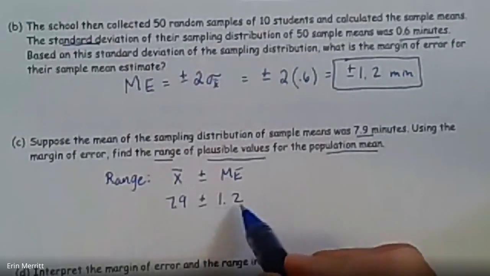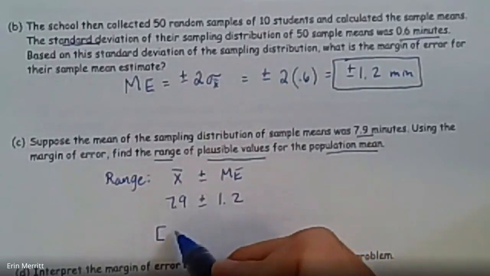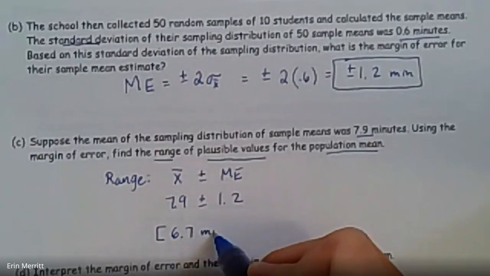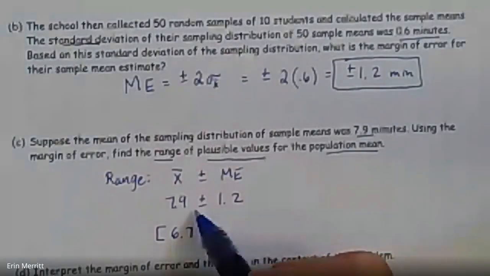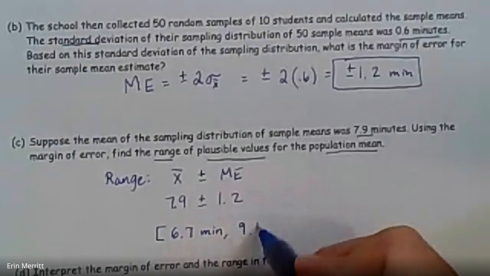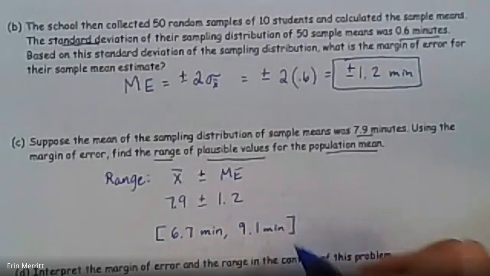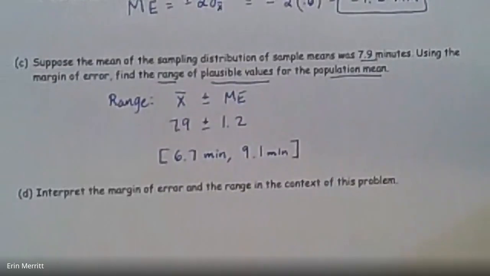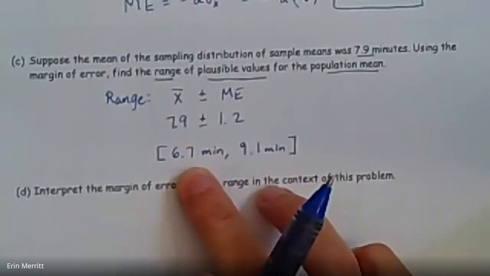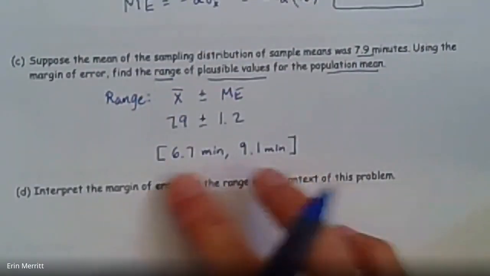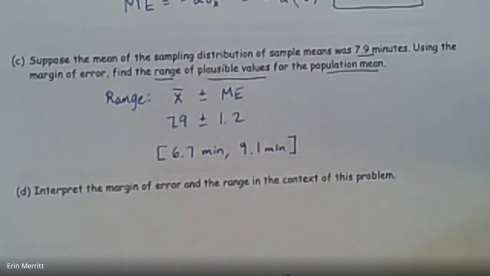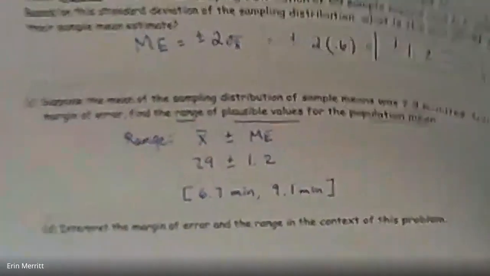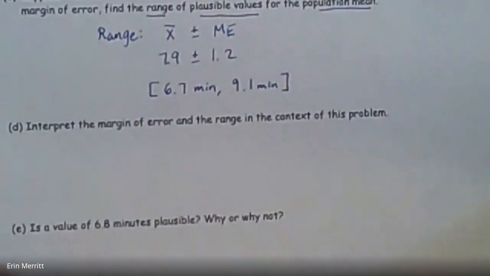And so if we do 7.9 minus 1.2, that'll bring us down to 6.7 minutes. If we do 7.9 plus 1.2, that'll bring us up to 9.1 minutes. So they're saying the actual mean should be somewhere between just shy of 7 minutes and just over 9 minutes, right? The actual mean should be in that range. That's what I mean by a plausible range there, like possible, basically. Like where do we actually think it's going to fall? Somewhere in there, all right?